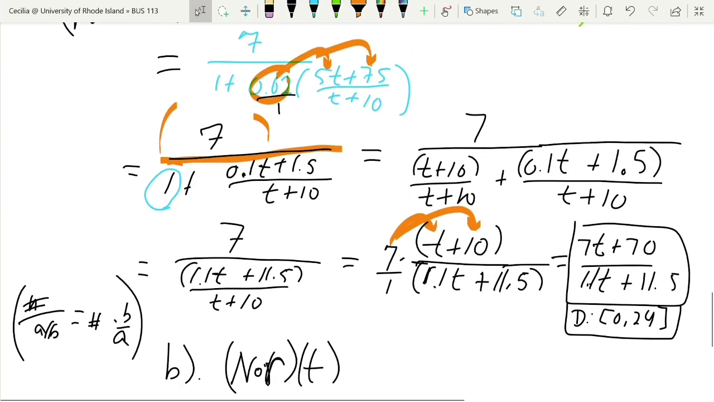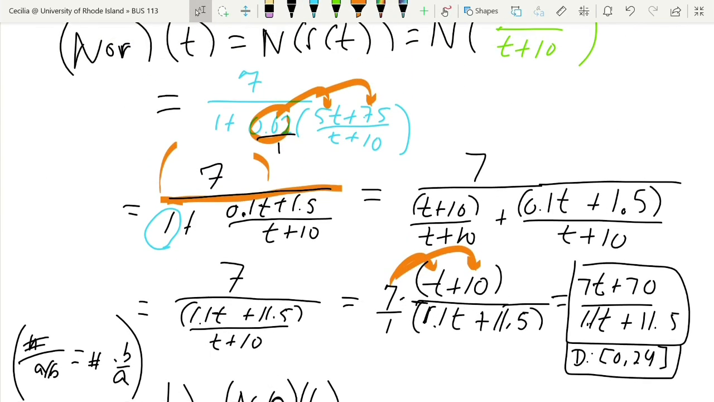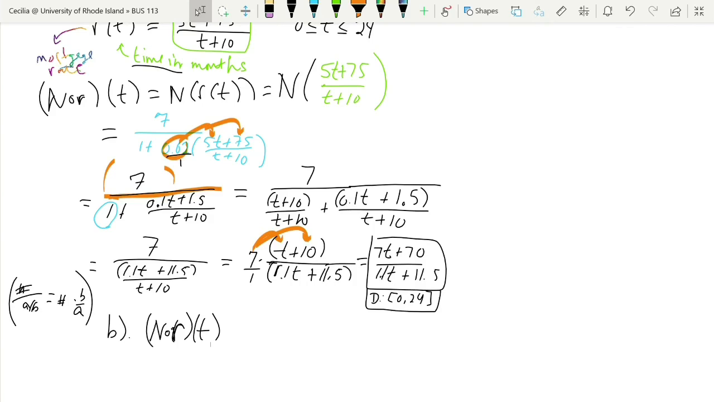Just to remind you that this is where we were at. We were getting the composition of the number of housing starts that was a function of the mortgage rate, and the mortgage rate, which was a function of time. We put it all together and we came up with this function over here, right? So this is what we're going to now use to answer the question.